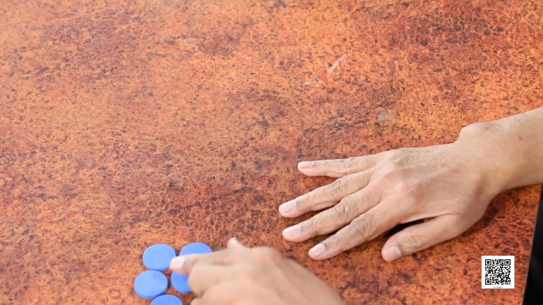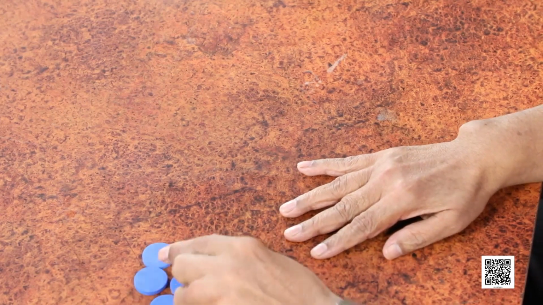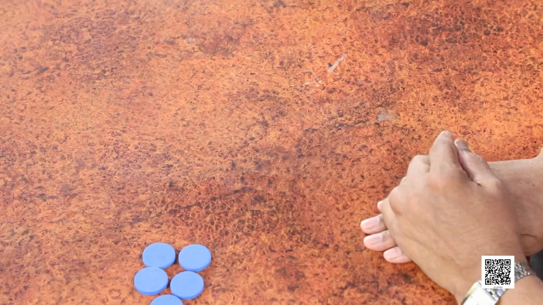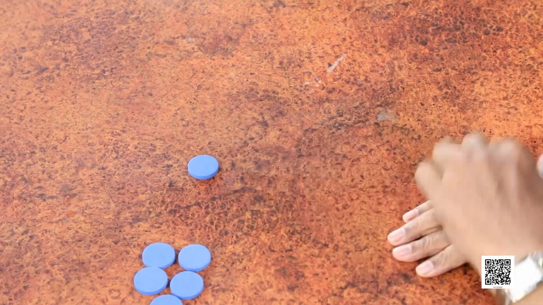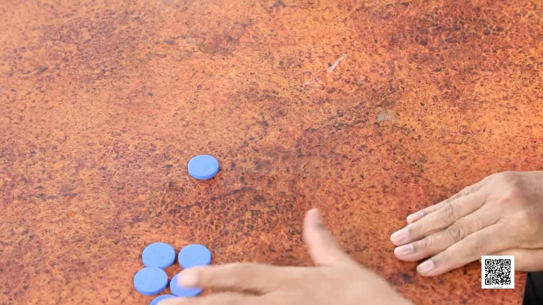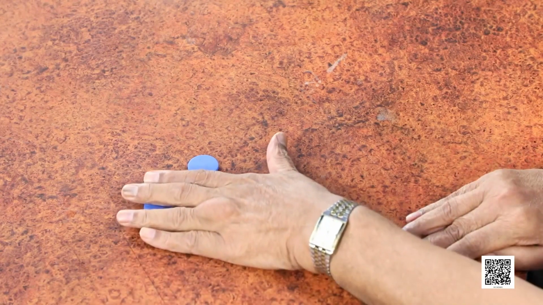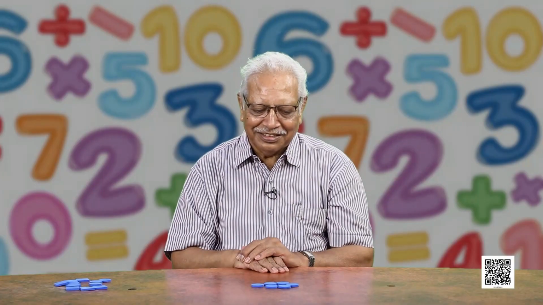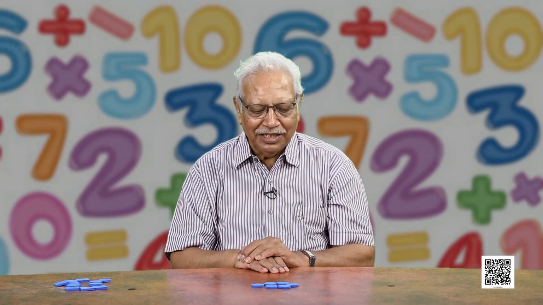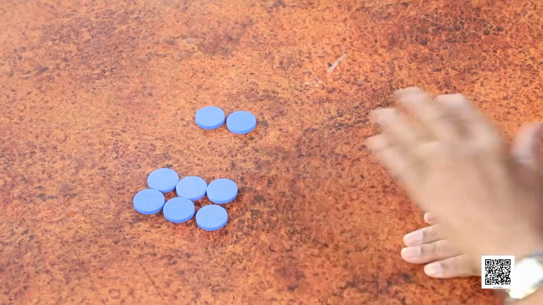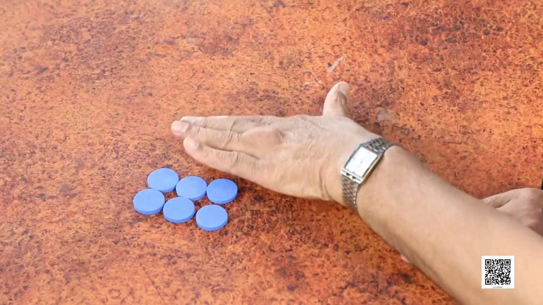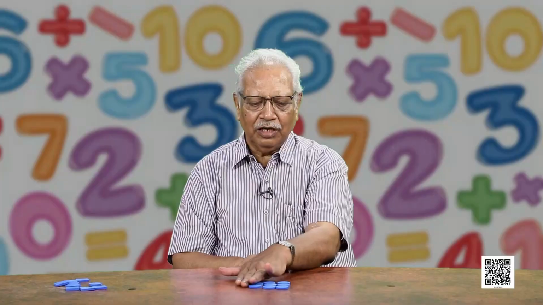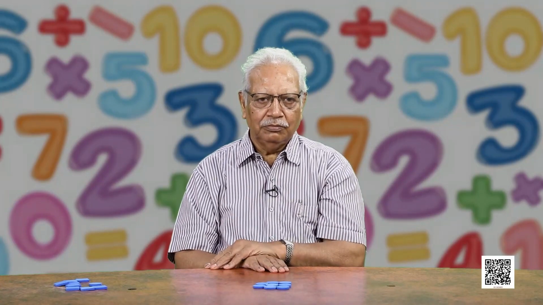You can count. These are 1, 2, 3, 4, 5. And if we add one more, how many does this become? 6. They are 6. So, these are how many? 6. And if we add 2 to them, now how many do they become?